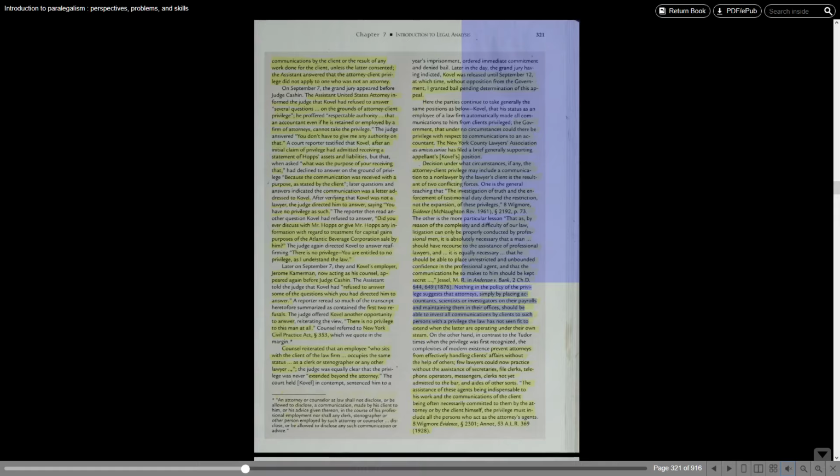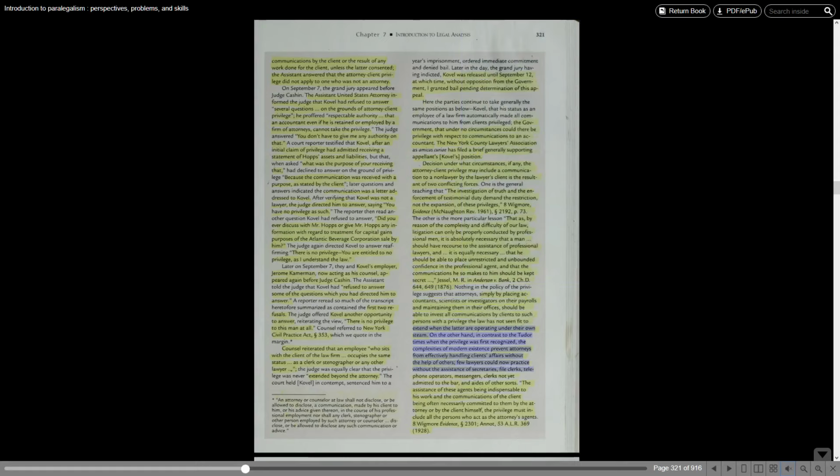2 Ch.D. 644, 649 (1876). Nothing in the policy of the privilege suggests that attorneys, simply by placing accountants, scientists or investigators on their payrolls, and maintaining them in their offices, should be able to invest all communications by clients to such persons with a privilege the law has not seen fit to extend when the latter are operating under their own steam.